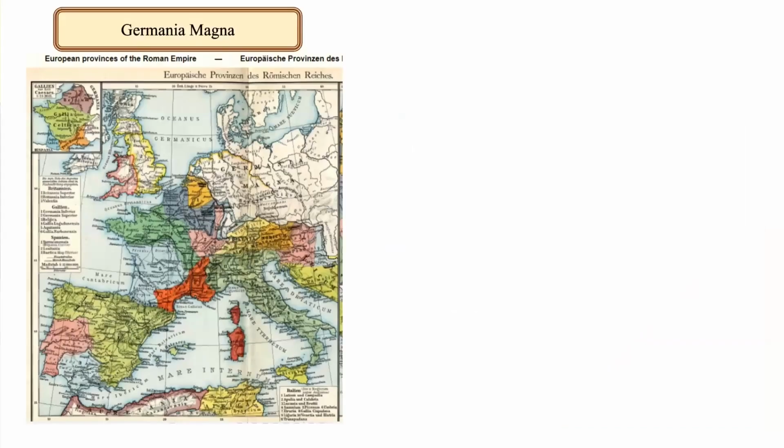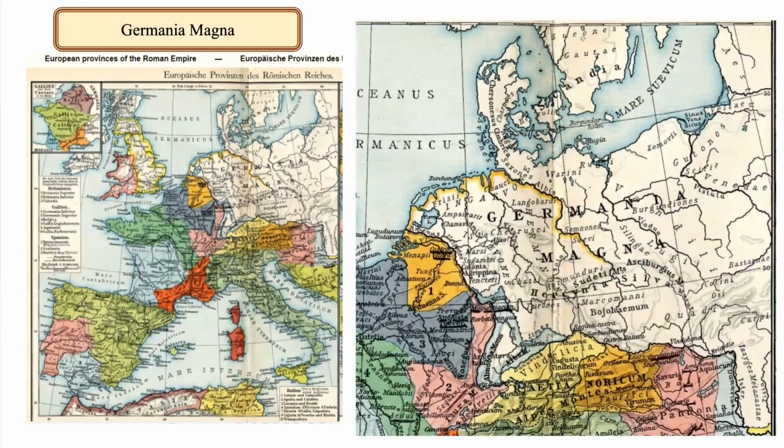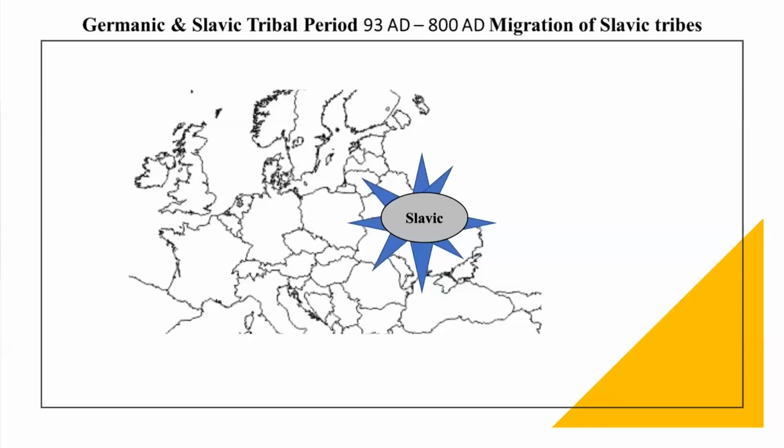This map shows Europe at the time of the Roman Empire. On this enlargement, Germany at that time was known as Germania Magna. It extended east to the Vistula River and to the west to the Rhine River, with the Danube River on the south. Beginning in the 4th century AD, the Slavic tribes began migrating in different directions. Their westward migration caused the Germanic tribes to move into the area of the Roman Empire.